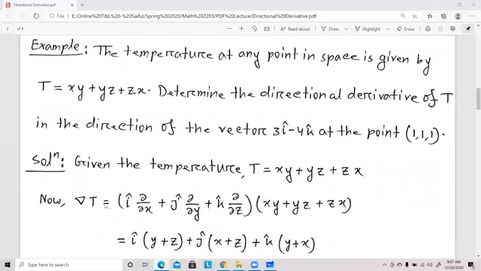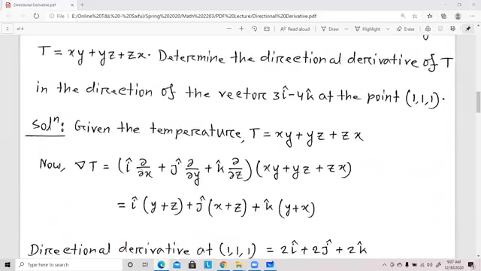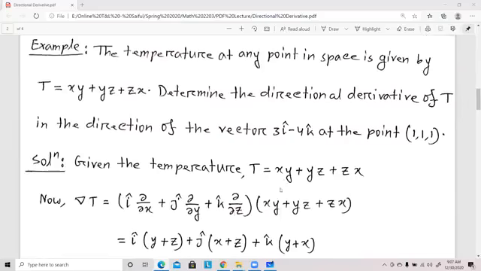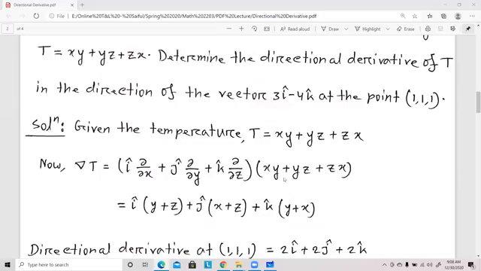First we have to find grad T, and we know grad is i del by del x plus j del by del y plus k del by del z. And here T is xy plus yz plus zx. The question is: is T a scalar point function or a vector point function? Scalar. It is a scalar point function, since there is no direction here, and that's why this function will go to every term of del.